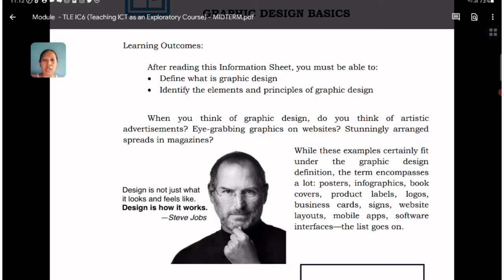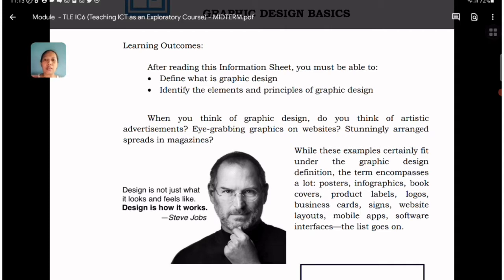Usually sa mga products or sa mga establishments na nakikita natin sa ating environment. So while these examples certainly fit under the graphic design definition, the term encompasses a lot. Posters, infographics, books or book covers, product labels, logos, business cards, signs, website layouts, mobile apps, software interfaces. So the list goes on and on.